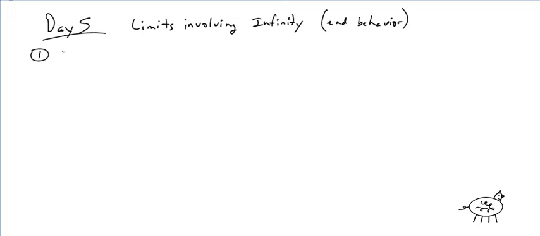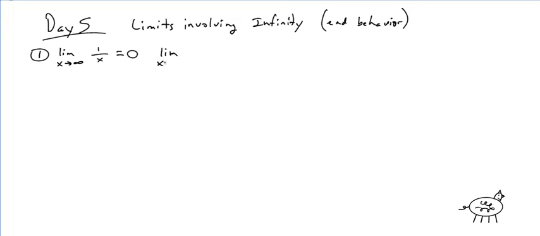The first one is the limit as x approaches infinity of 1 over x. I want you to think about what's happening here. What happens when x gets really big? It's 1 over some huge number, doesn't that go to 0? Put a really big number in there, and what happens? It goes to 0.